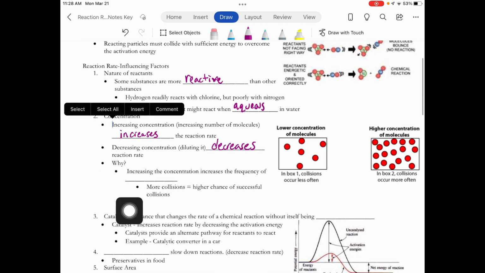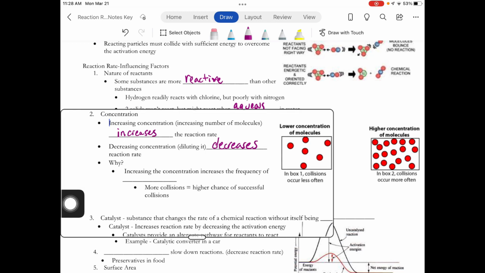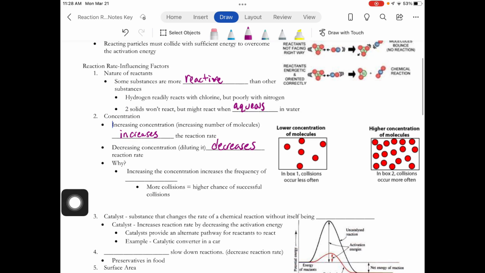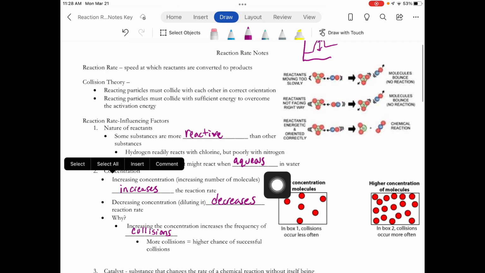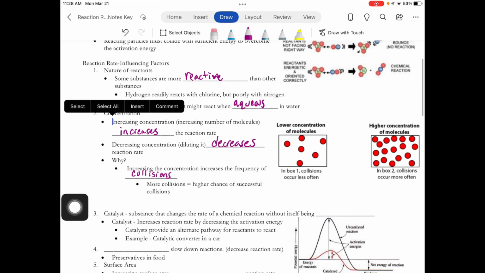The reason why this box on the right that has a higher concentration is going to react faster is that it increases the frequency of the collisions. If you have more collisions happening, there's going to be a higher chance of successful collisions in which they have enough energy and the correct orientation to actually react.